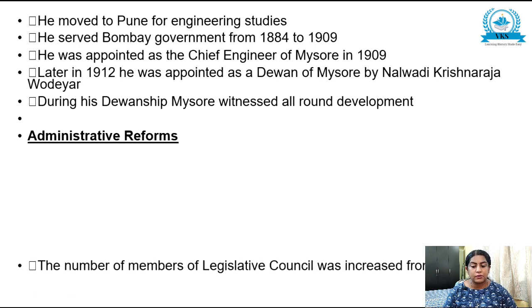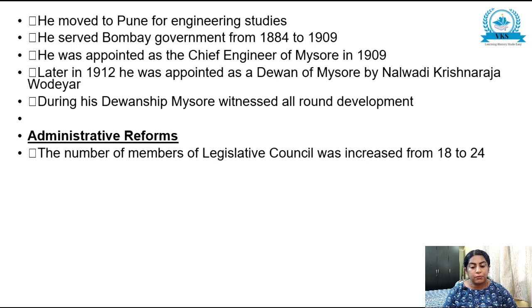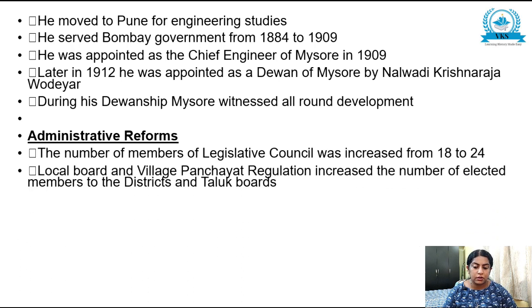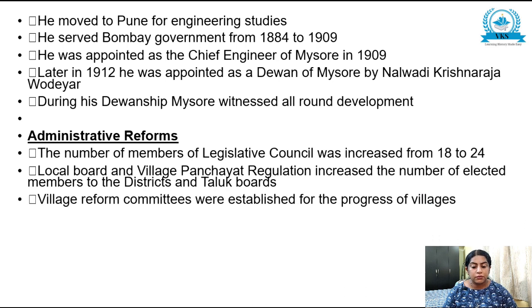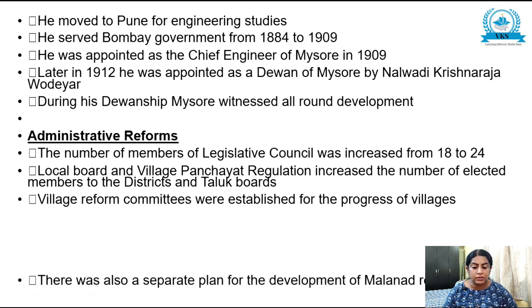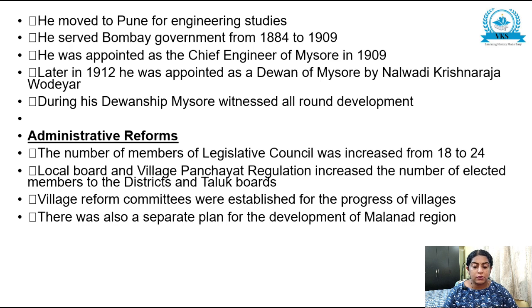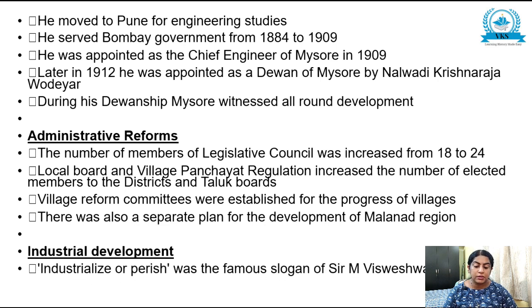First one, administrative reform. The number of members of the Legislative Council was increased from 18 to 24. Local board and village panchayat regulation increased the number of elected members to the district and taluk boards. Village reform committees were established for the progress of villages, and there was also a separate plan for the development of the Malnad region. Next is industrial development.